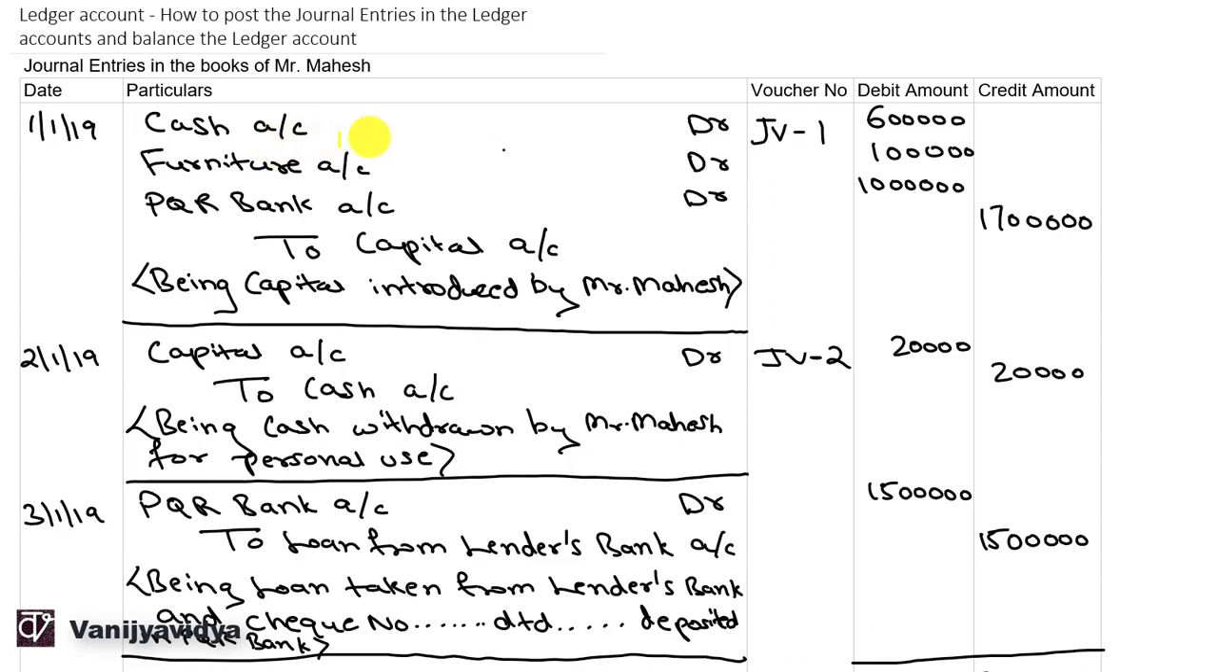If you look at JV1, there are cash account, furniture account, PQR bank account and capital account. So there are 4 ledger accounts which are required to be prepared in JV1. JV2, capital account, cash account. It's already prepared. Next, JV3, PQR bank account to loan from lenders bank. So loan from lenders bank is one more ledger account which we need to prepare. PQR bank account, we already considered it in the first journal entry.